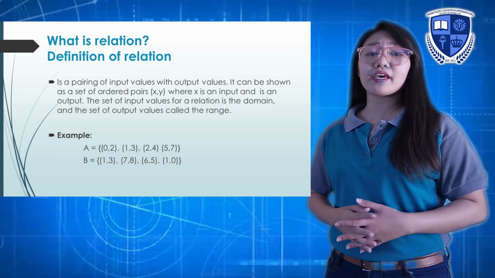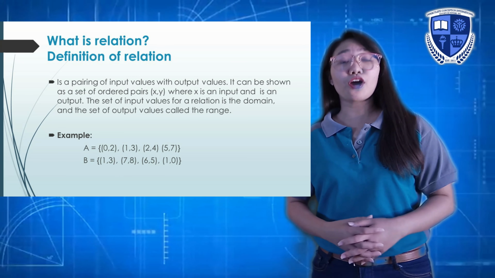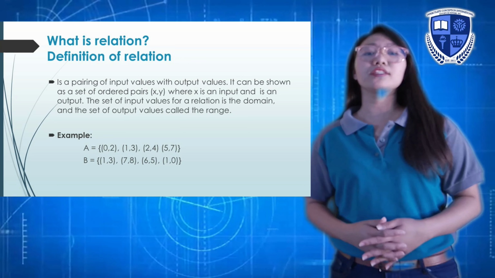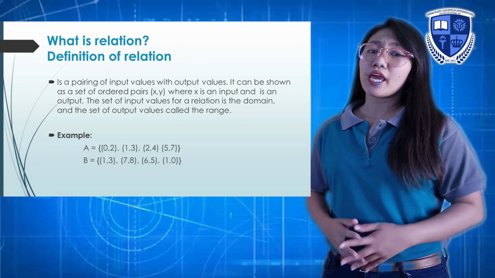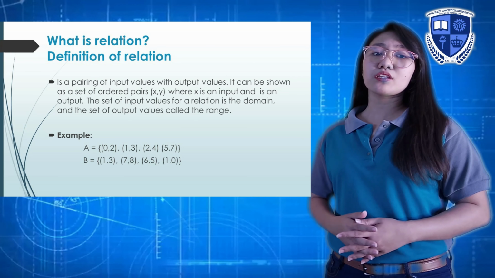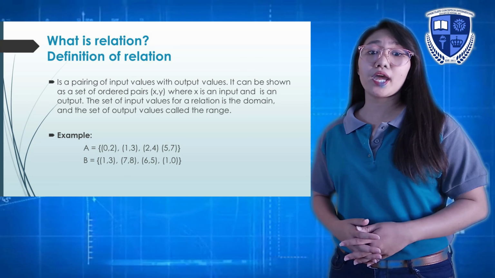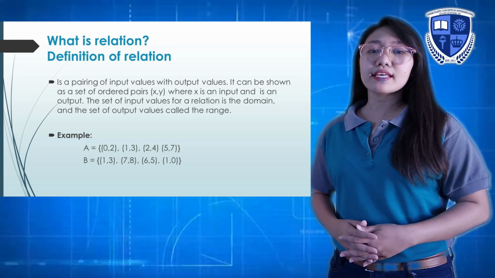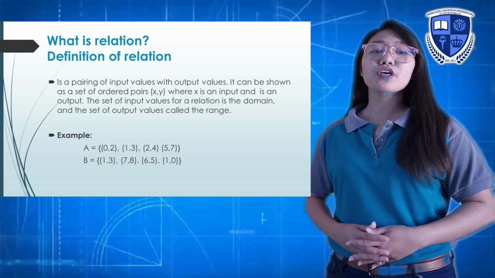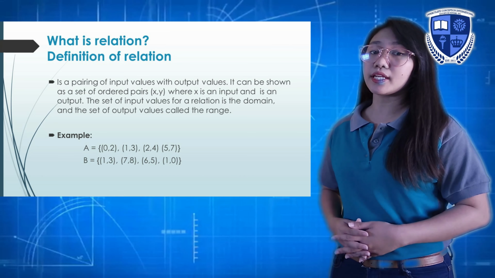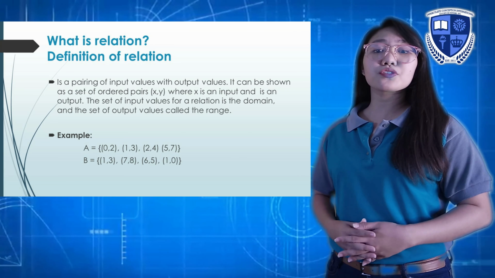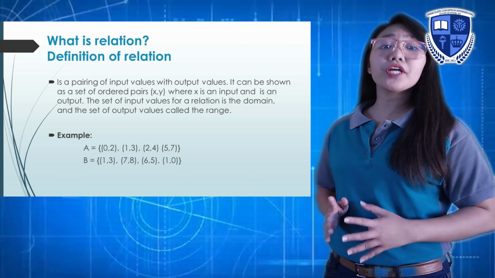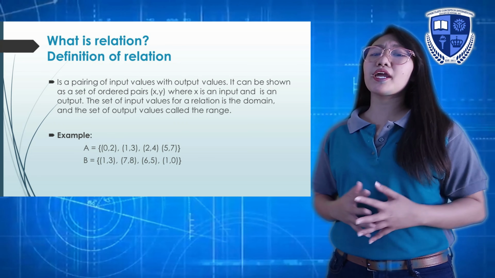So what is a relation? The definition of relation is a pairing of input values with output values. It can be shown as a set of ordered pairs (x, y), where x is an input and y is an output. The set of input values for a relation is the domain, and the set of output values is called the range. Take note, class, the word pairing, para sa buhay lang yan.